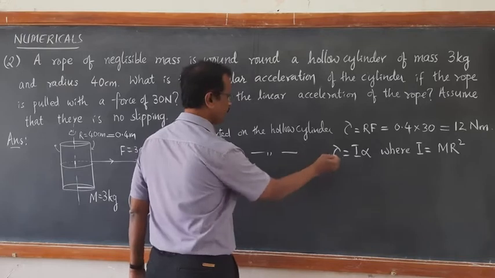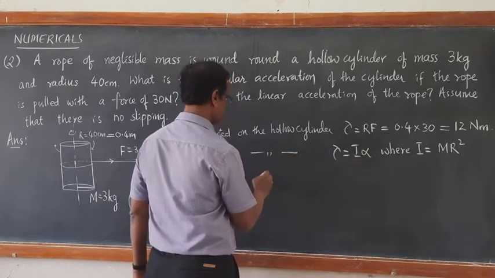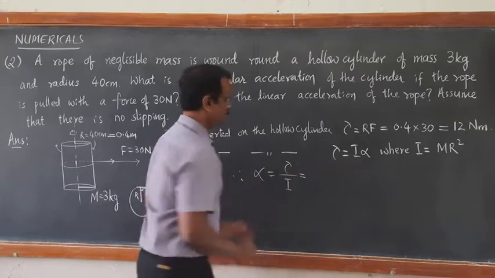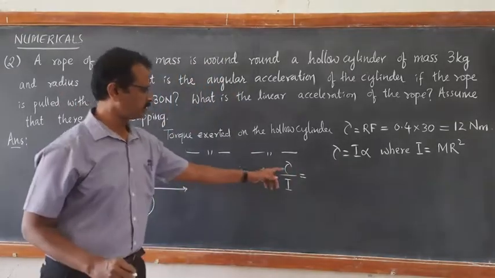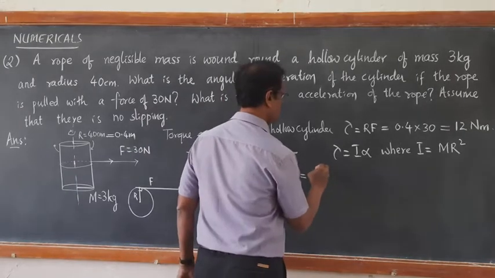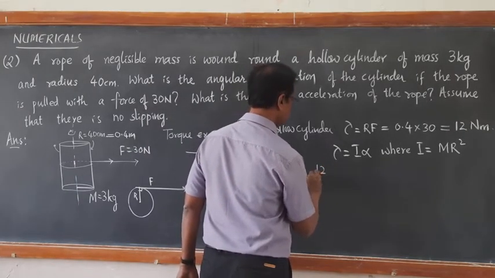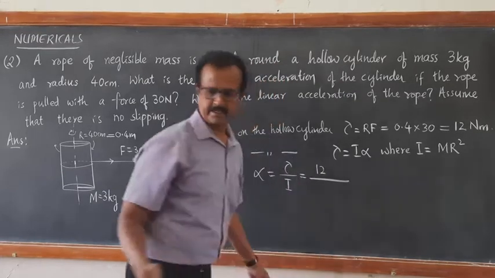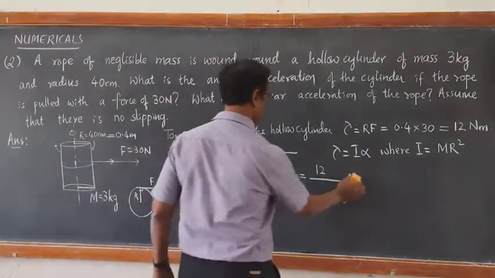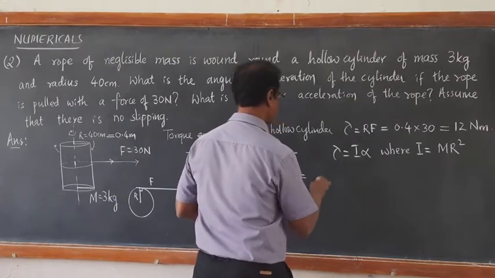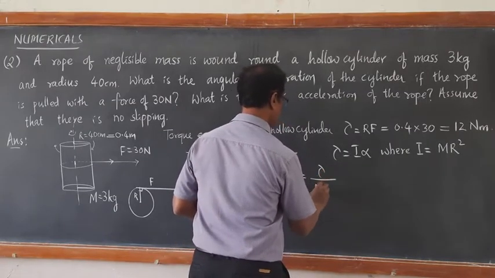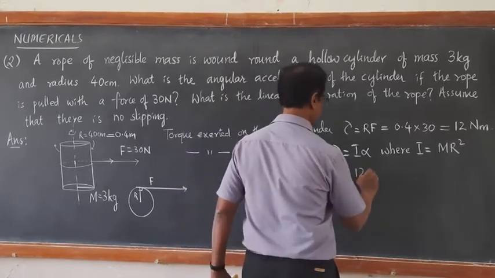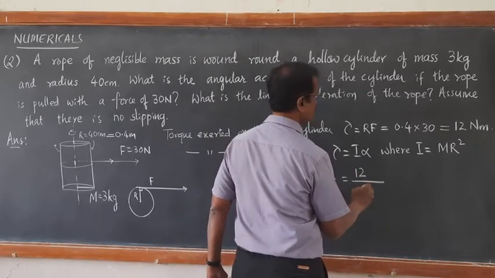We already know the torque, so you can calculate MR². So alpha is equal to torque divided by I, torque divided by the moment of inertia. The torque is already calculated, 12 newton meter, divided by MR², the moment of inertia of the hollow cylinder. So 12 in the numerator, and M is the mass of the cylinder.